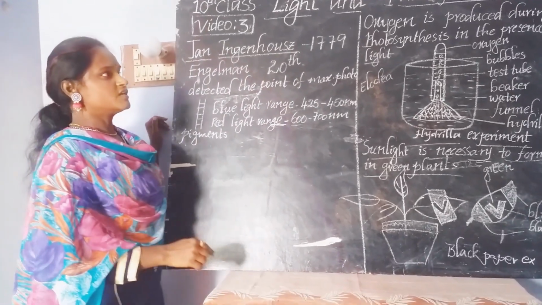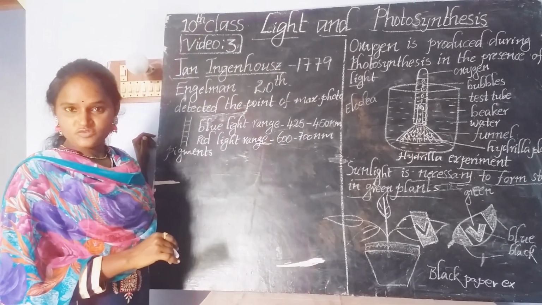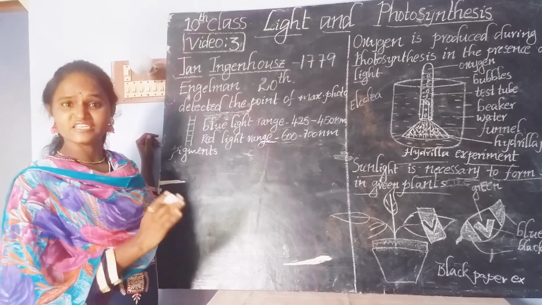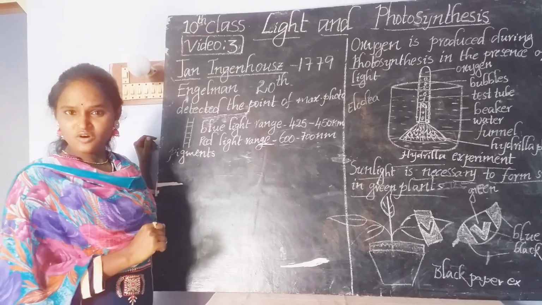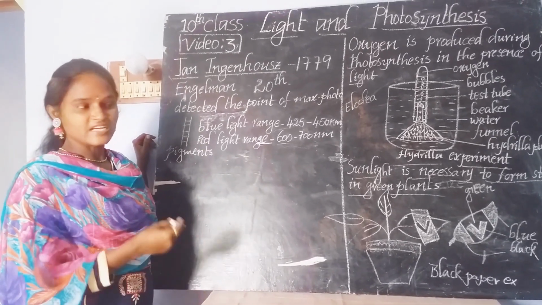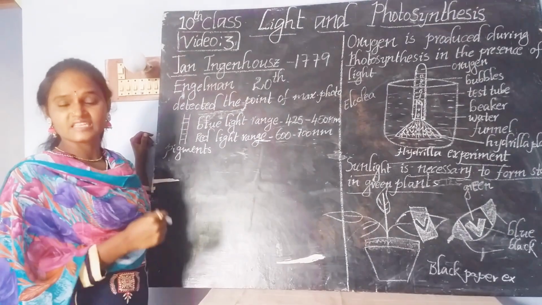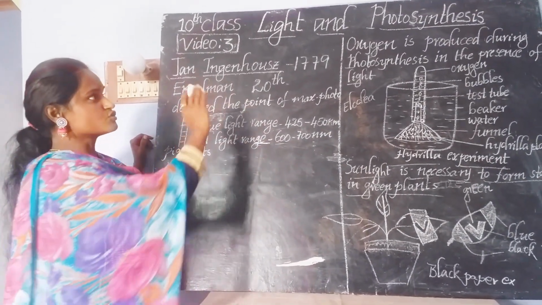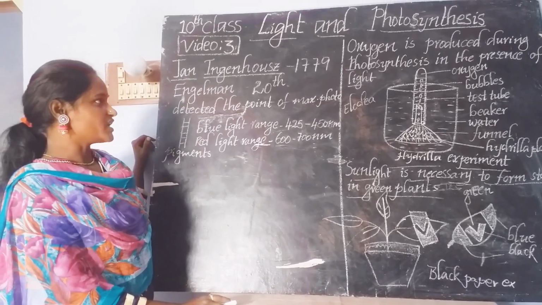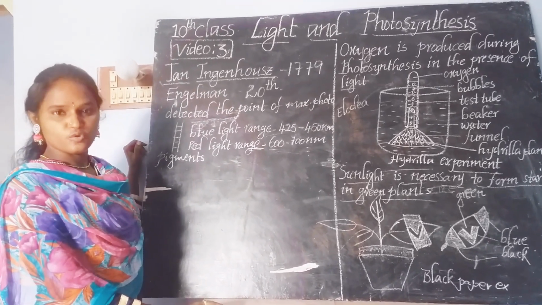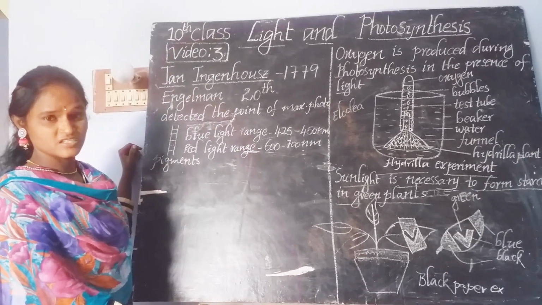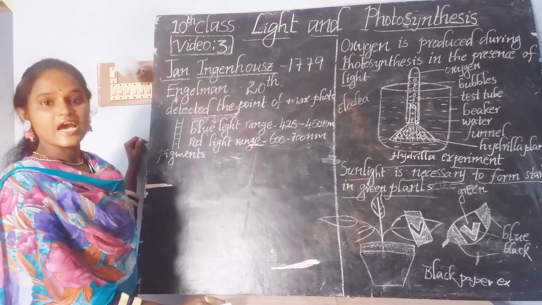Okay. In the time of Joseph Priestley, the scientists did not know about the relationship between light and photosynthesis and the concept of energy. But in later times, many scientists conducted experiments to reveal the relationship between light and photosynthesis. To know about this relationship, the scientists first started with a hypothesis in this manner.